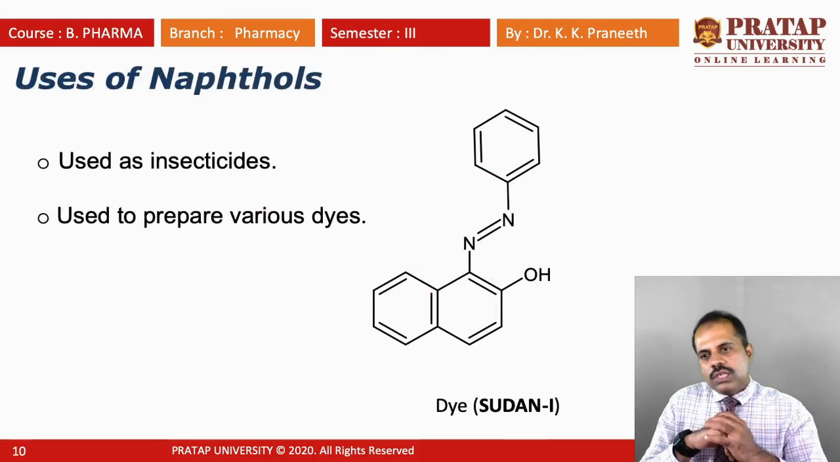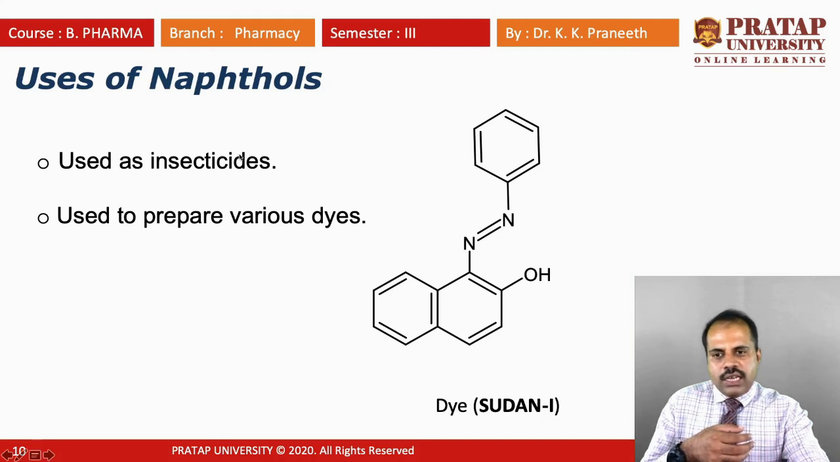Now let's move on to see some very important uses. There are many different uses. I am giving only 2 important uses here and one example of the uses also. It is used as an insecticide to kill the insects, okay, small cockroaches, small bugs. Naphthol is also used to prepare various dyes.